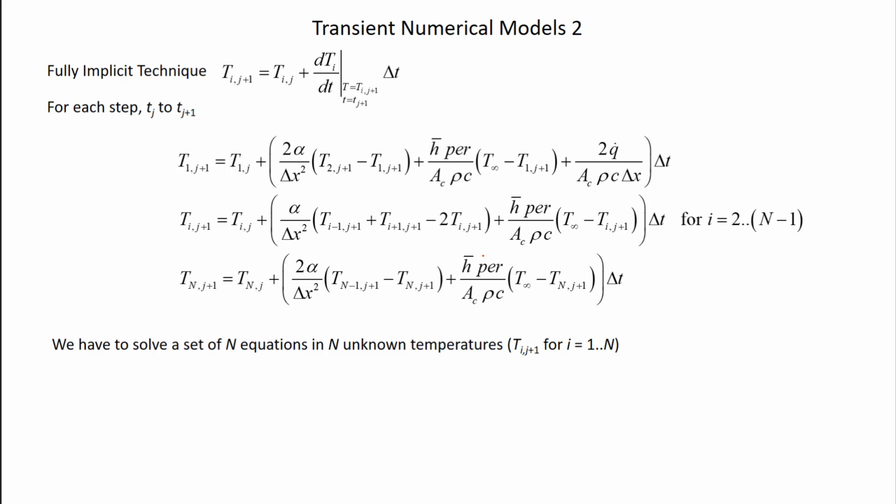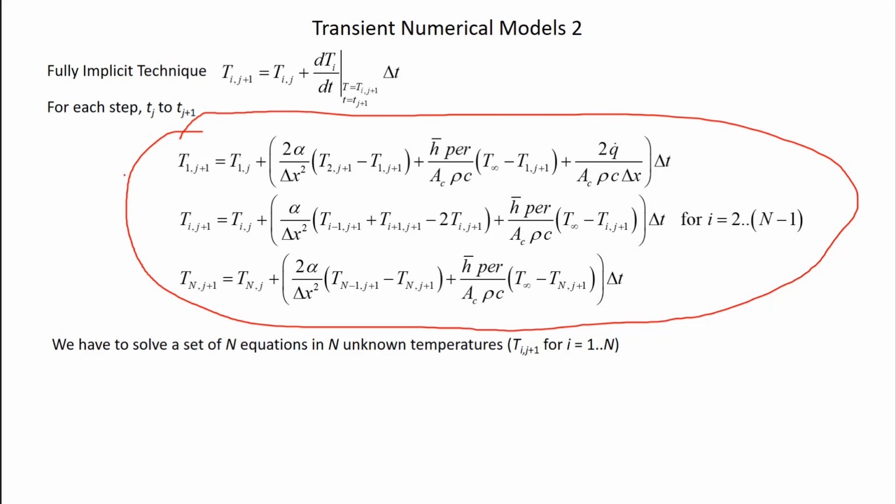If I want to move the implicit technique into a formal programming language, it becomes a little bit more tricky, right? So here's my set of equations that I have for the fully implicit technique, right? Let's look at node 1 here. This is node 1 at the end of the time step, node 1 at the beginning of the time step, and then this is dTdt evaluated at the end of the time step, right? And I don't know these temperatures at the end of the time step, so this is no longer an explicit equation. Same thing here for these internal nodes and this one for node n.